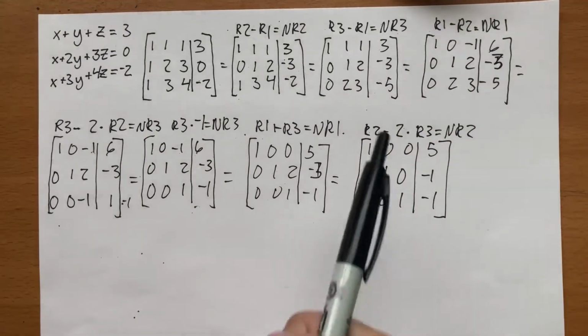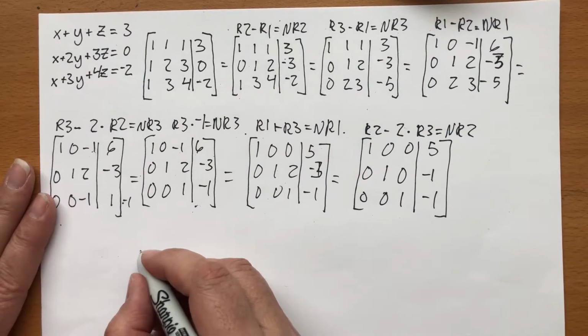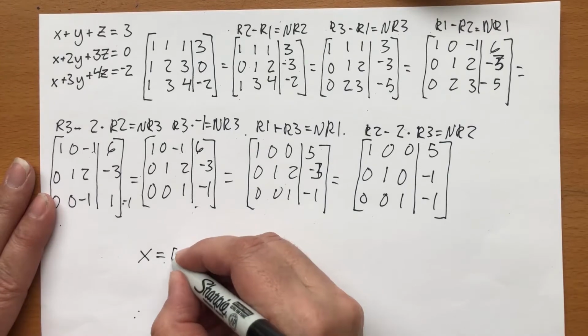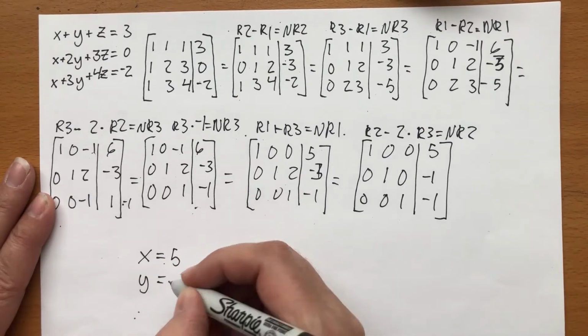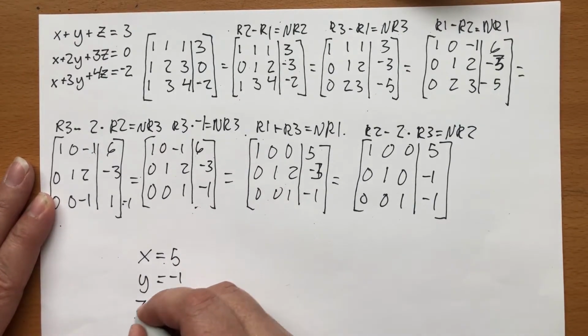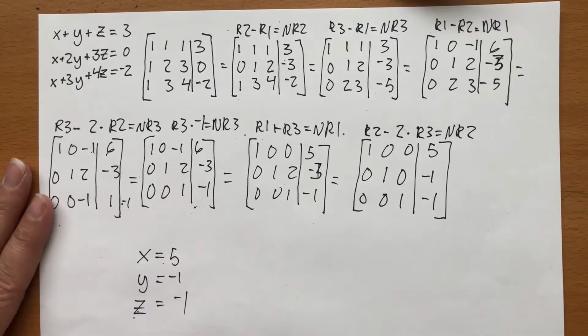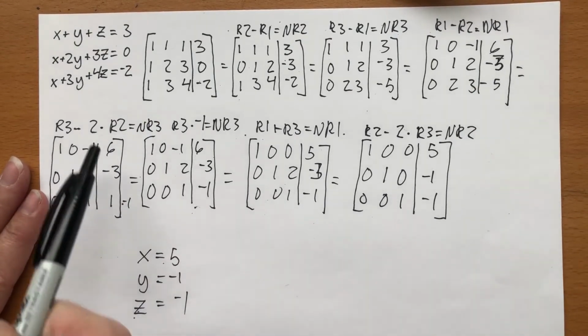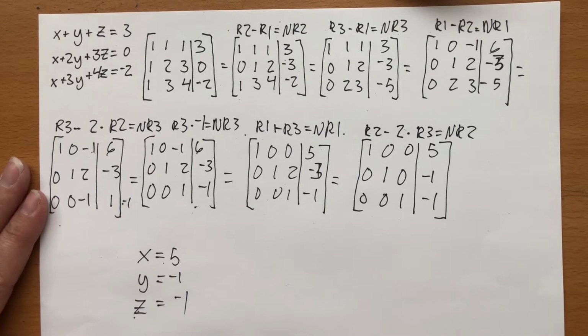And all we need to do now is plug the numbers back in. So we have x equals 5, y equals negative 1, and z equals negative 1. You can take these numbers, put those back into your system of equations, and verify that they work. And I'll let you do that math on your own if you'd like to.